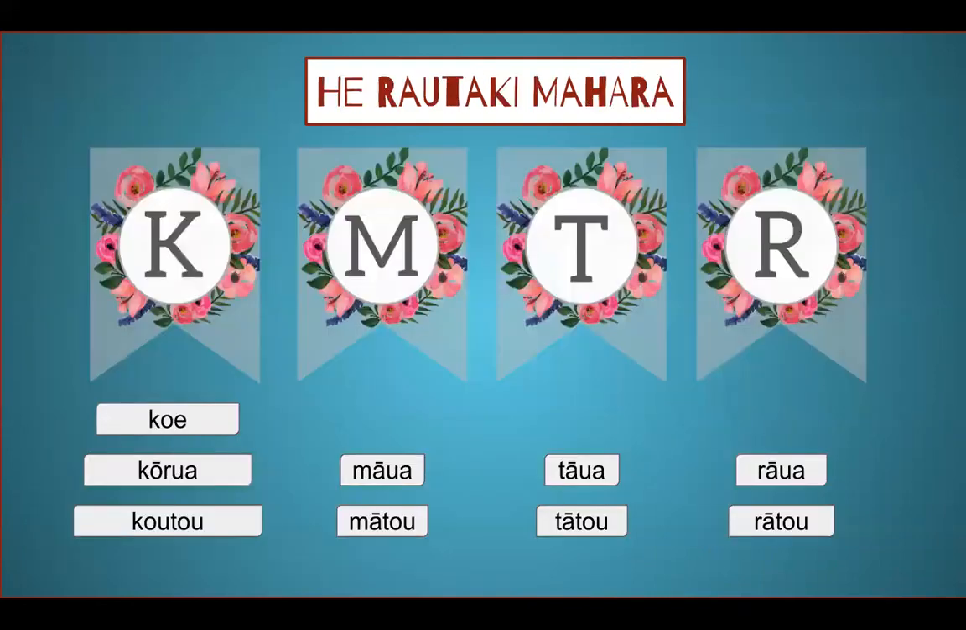Here's a little rautaki mahara memory strategy to help you remember some of the rules around personal pronouns in te reo Māori. If it starts with a K, it refers to the person or people being spoken to, but not the speaker. For example, koe, kōrua, koutou, which in terms of the English translation all mean you. If it starts with the letter M, it refers to the person speaking and others, but not the one being spoken to. For example, maua and mātou, which both translate to we, as in me and my mates.